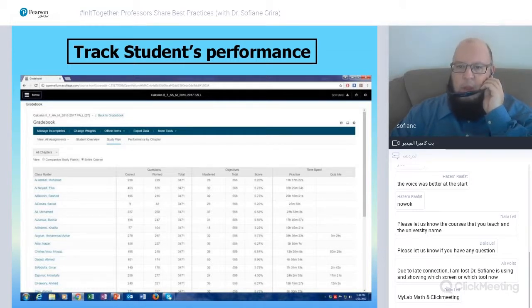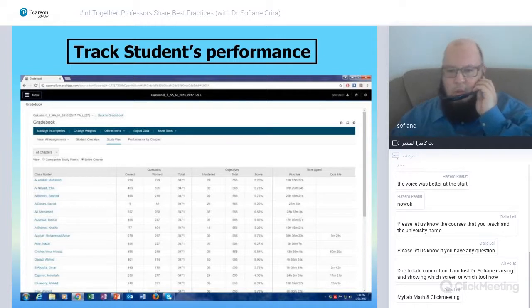And also here you have Quiz Me. When the student practices the questions from the study plan, he can quiz himself. It's a short quiz, about 5-6 questions, and he will get his mark. So this is also a good feature, that the student can quiz himself. It's really great.